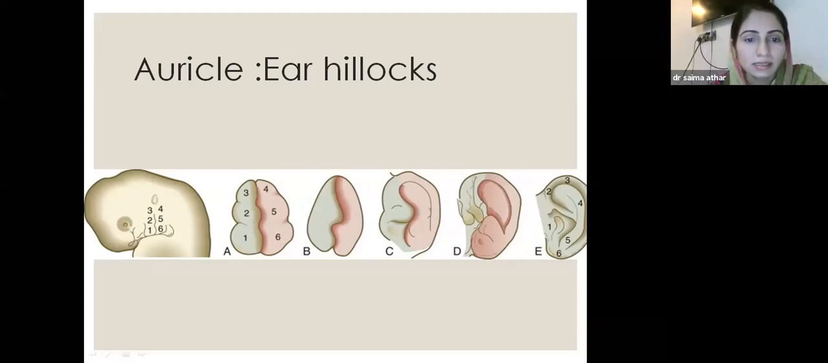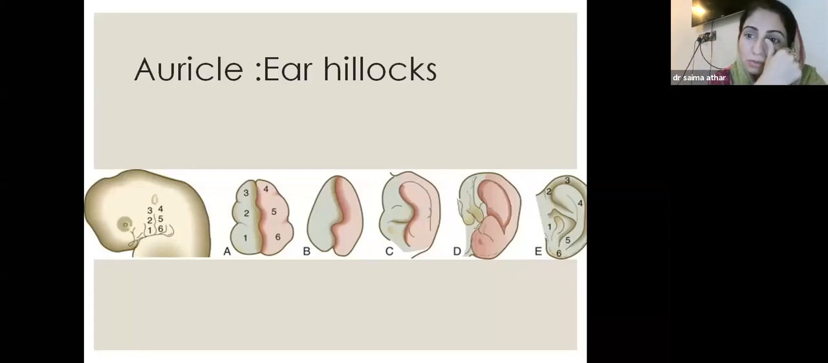ठीक है, facial nerve की branch भी supply करेगी and the mandibular or the trigeminal की branch भी. Now all these 6 ear hillocks, इनको कहते हैं 6 ear hillocks. They modify, they grow, and ultimately you can see they form an ear which is finally giving the shape of the ear. Each and every person has a unique ear.